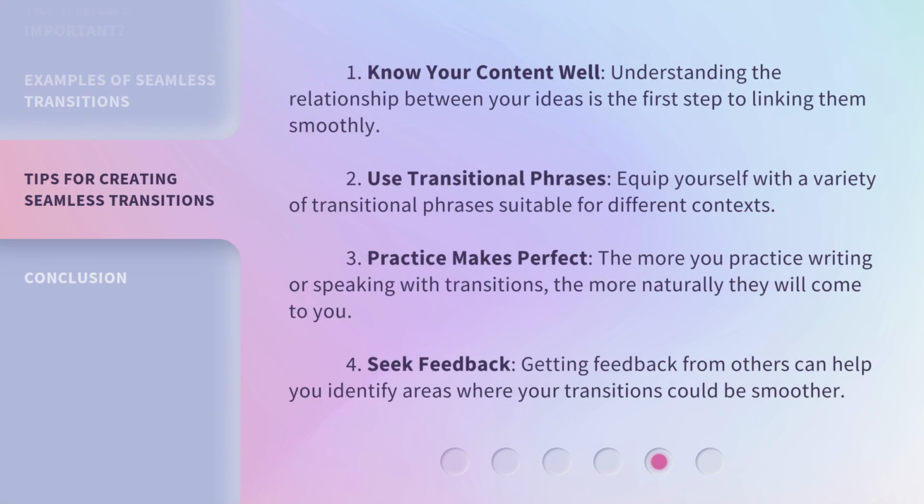1. Know your content well. Understanding the relationship between your ideas is the first step to linking them smoothly. 2. Use transitional phrases. Equip yourself with a variety of transitional phrases suitable for different contexts. 3. Practice makes perfect. The more you practice writing or speaking with transitions, the more naturally they will come to you. 4. Seek feedback. Getting feedback from others can help you identify areas where your transitions could be smoother.